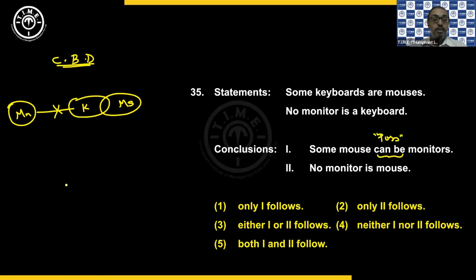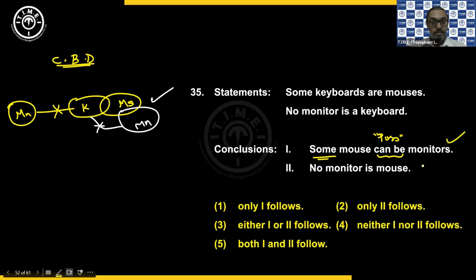Now can I have a partial overlap? Because it says some. Can I have a partial overlap of mouse and monitors? That should not be a problem. See, I can draw it like this. This is monitor. As long as the monitor circle and the keyboard circle are not overlapping with one another, the monitor circle can move anywhere it wants because it is a possibility. You can check, is it possible like this? So it is definitely possible. So I can clearly say conclusion 1 follows.